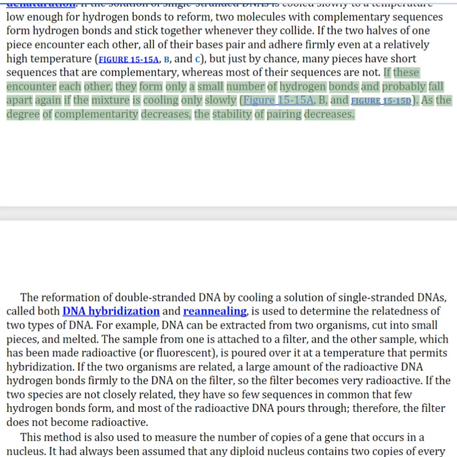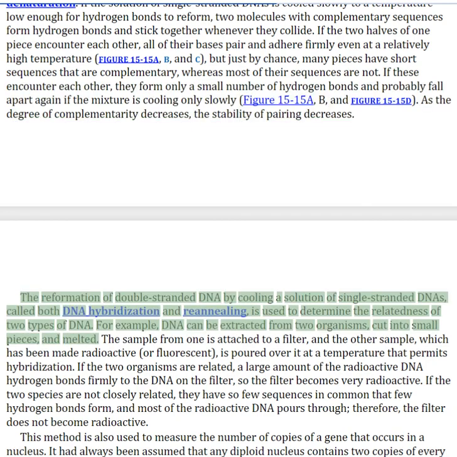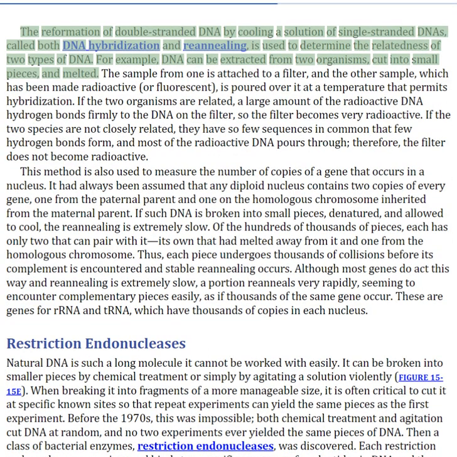If these encounter each other, they form only a small number of hydrogen bonds and probably fall apart again if the mixture is cooling only slowly. As the degree of complementarity decreases, the stability of pairing decreases. The reformation of double-stranded DNA by cooling a solution of single-stranded DNAs, called both DNA hybridization and reannealing, is used to determine the relatedness of 2 types of DNA.